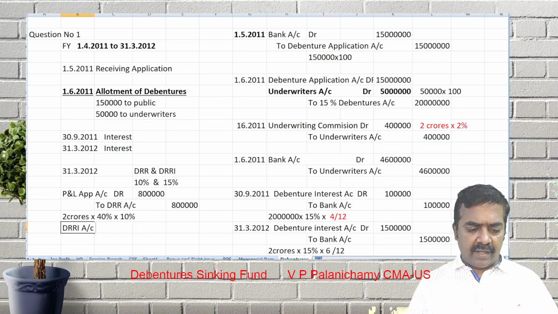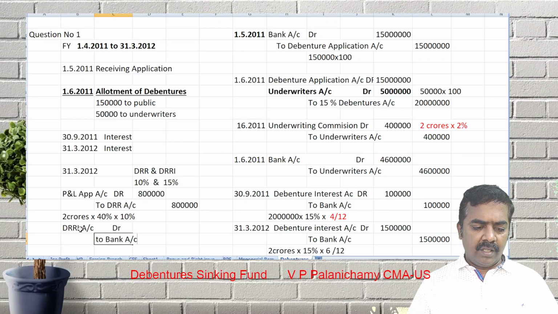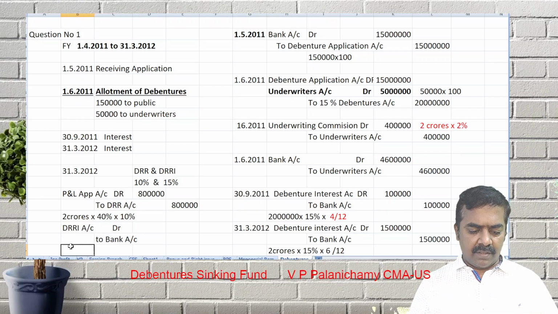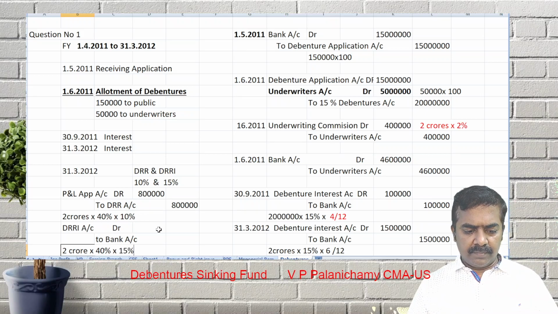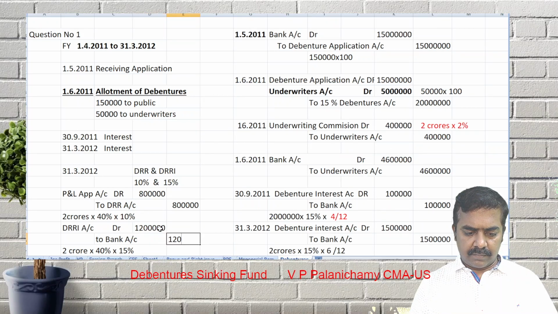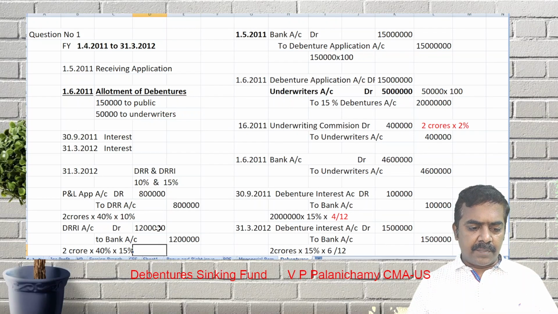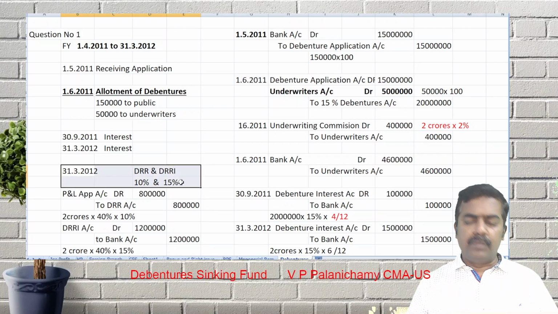DRRI account debtor, debenture redemption reserve investment account debtor to bank account. How much minimum do you have to invest? 15%. 2 crore into 40% into what percentage? 15% you have to invest. How much will it come to? 12 lakhs. Since nothing is mentioned in the exam question, we do this.